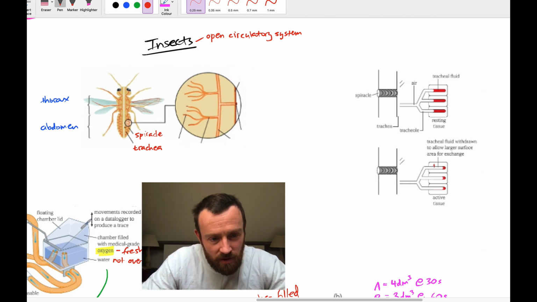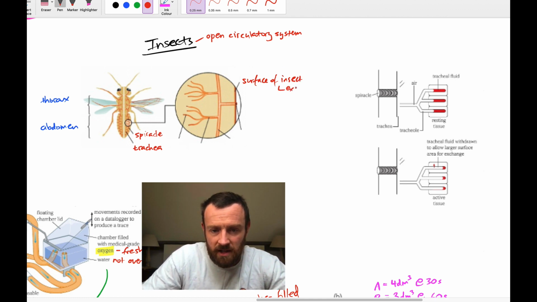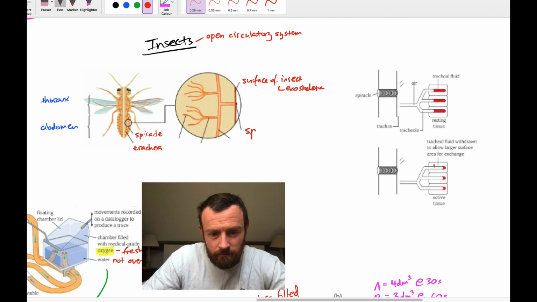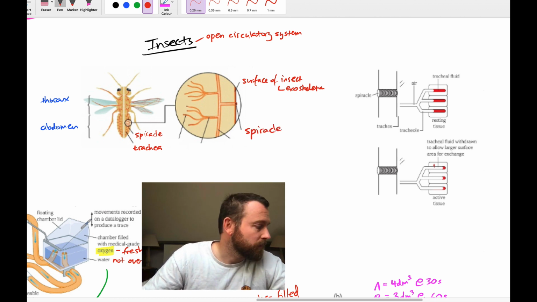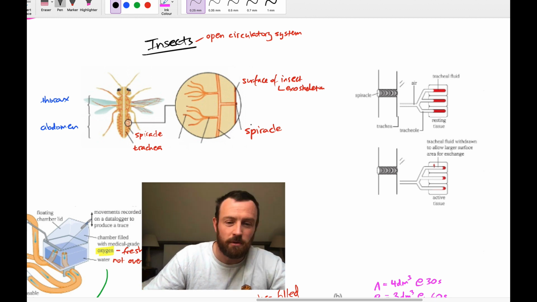So here, zoomed in at this part right here again, we can see this enlarged surface. So this is the surface of insect exoskeleton. Let's even say exoskeleton. Here we have the spiracle, which is an external opening or pore. You can add the definitions here actually from the book.